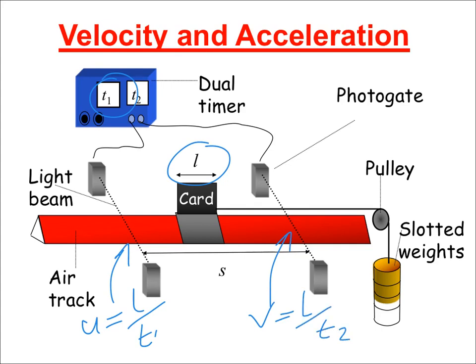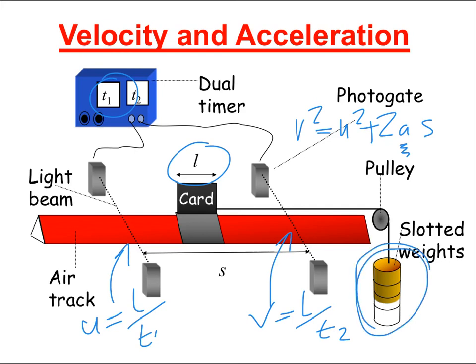We also have to work out the distance between the two beams, so we can use the formula v squared equals u squared plus 2as to work out a. And when we have a, we can use the forces, which is the number of weights you put on here, to draw a graph of F against a. The graph of F against a will come out as a straight line because it's Newton's second law you're proving here.